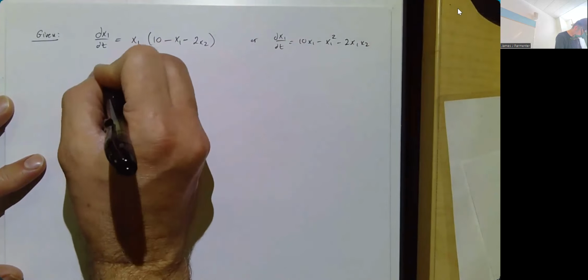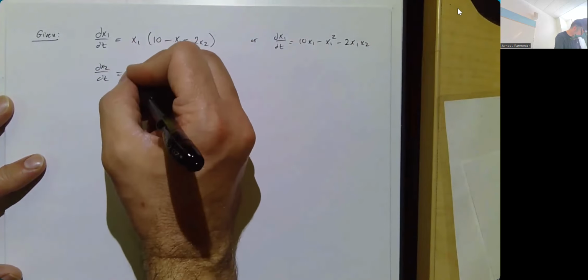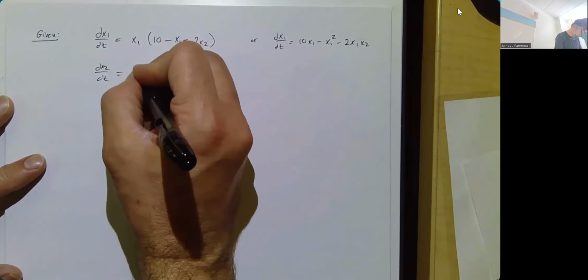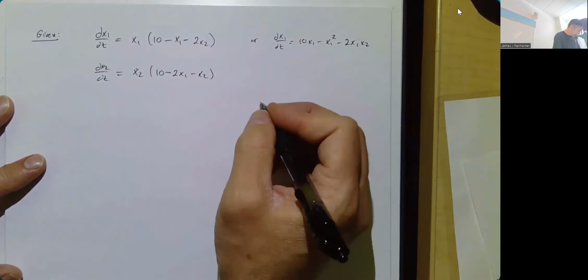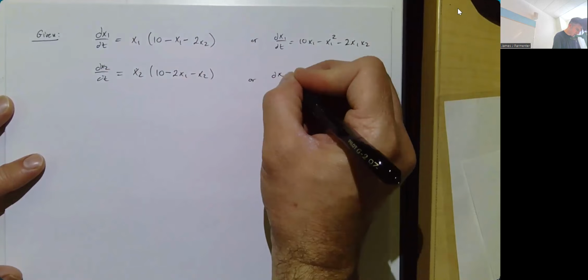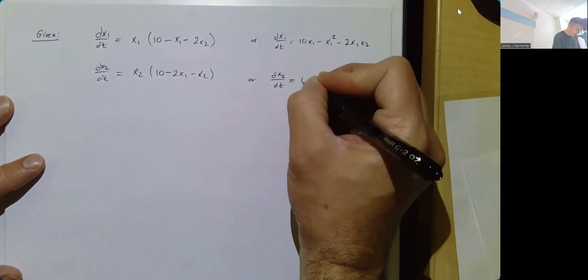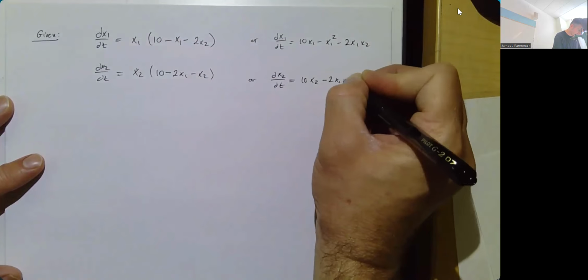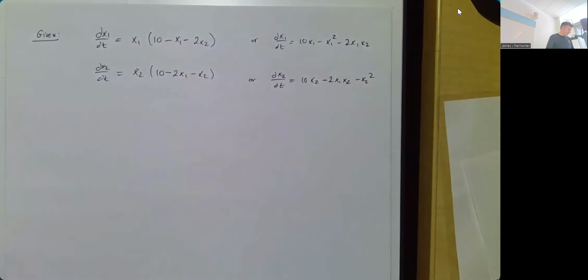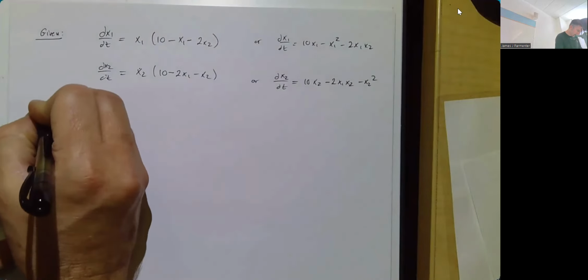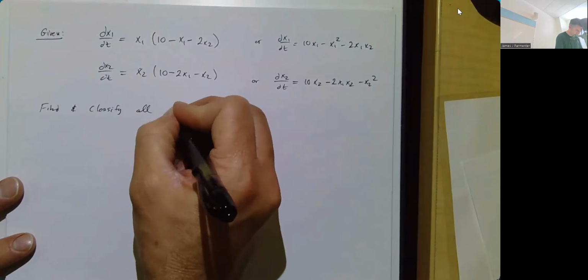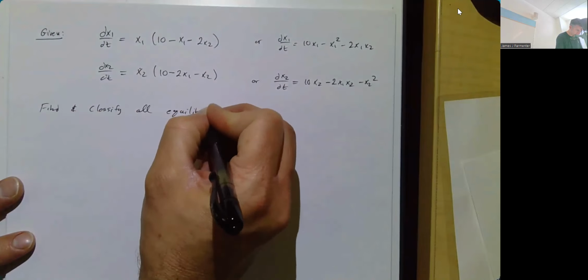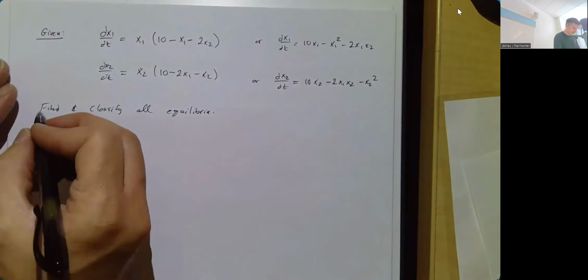And dx2/dt equal to x2 times (10 minus 2x1 minus x2), or normally given at first as dx2/dt equal to 10x2 minus 2x1x2 minus x2 squared. Given those differential equations, find and classify all equilibria. Which there are going to be 4 of.